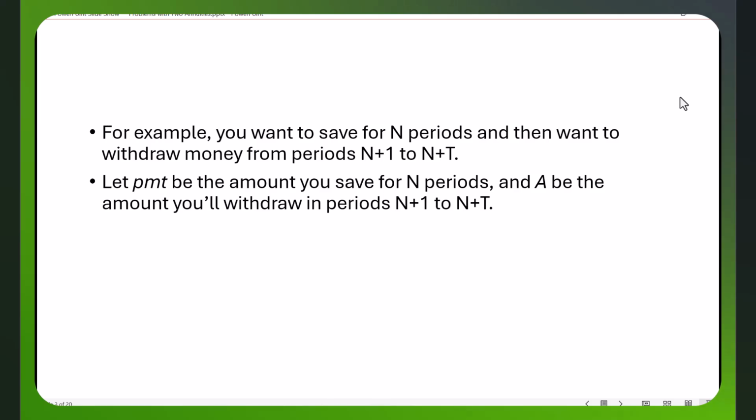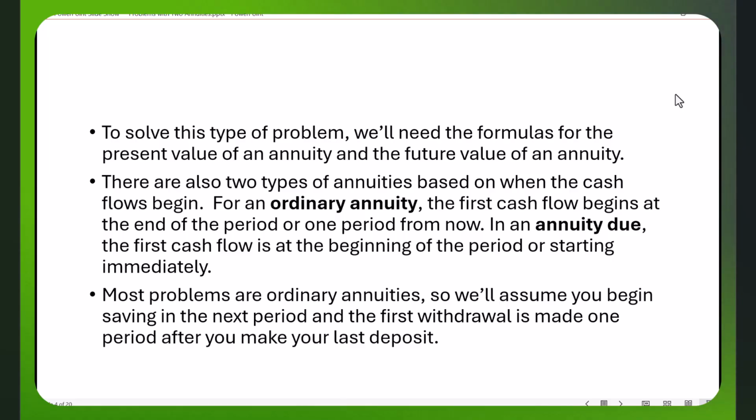So for example, you want to save for n periods, and then you want to be able to withdraw the money from periods n+1 to n+t. So let's let PMT be the amount you save for n periods, and A be the amount you'll withdraw in periods n+1 to n+t. To solve this type of problem, we need to be able to solve for the present value of an annuity and the future value of an annuity.